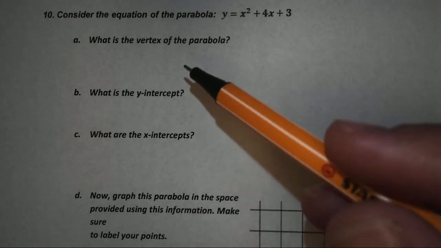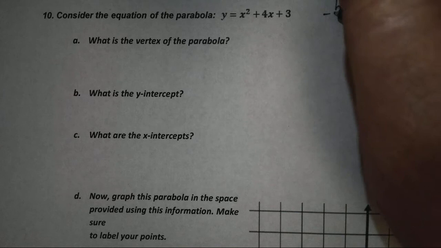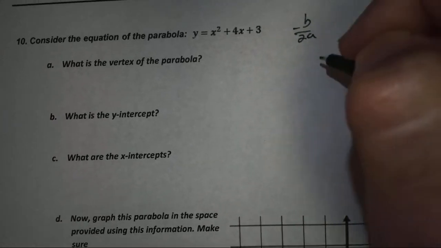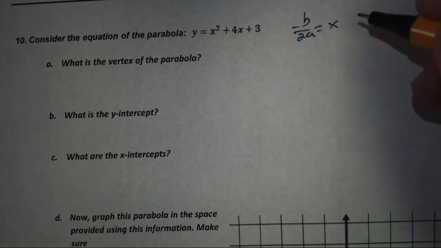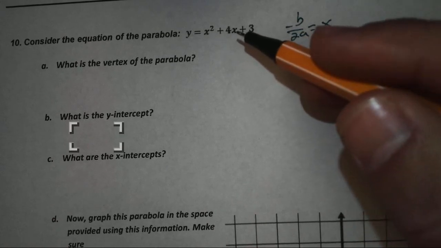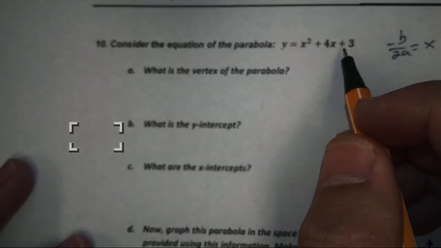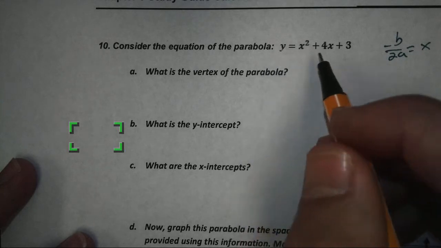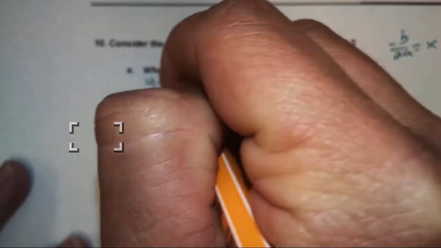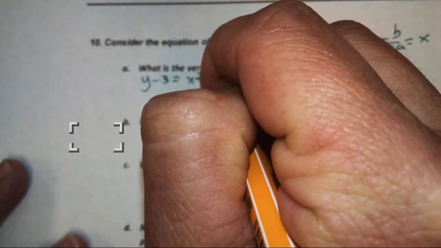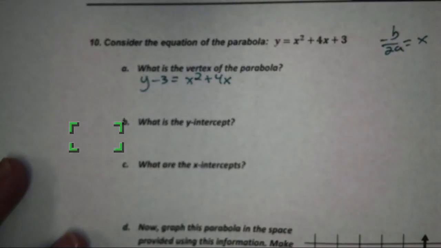We could do the vertex form, where we do negative b over 2a. That will give you your x. Then you can plug that in here to get your y value, which is fine, but I'm going to do it the more sophisticated way by completing the square. So to complete the square, I'm going to take this 3, move it off to the side because I need an open spot here. So that's going to be y minus 3 equals x squared plus 4x.